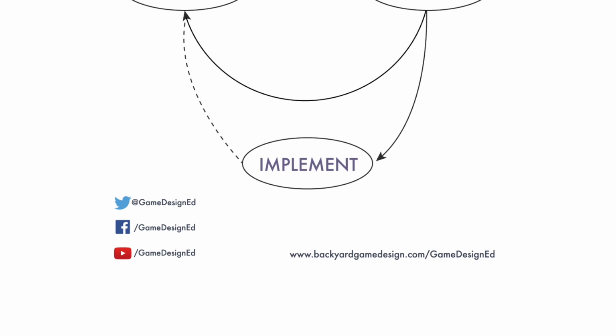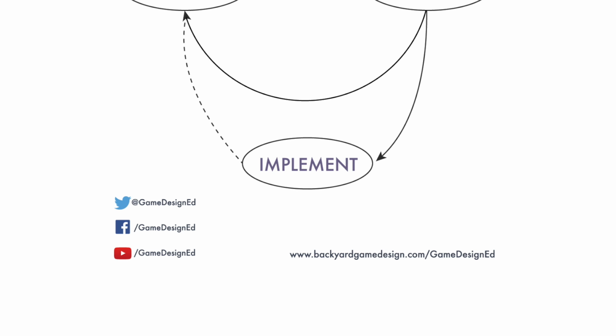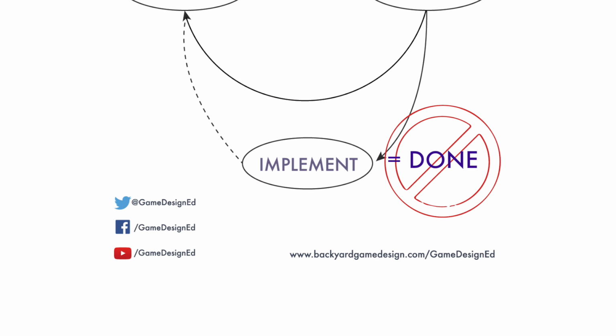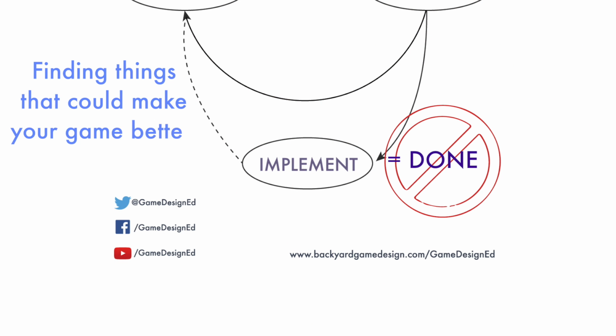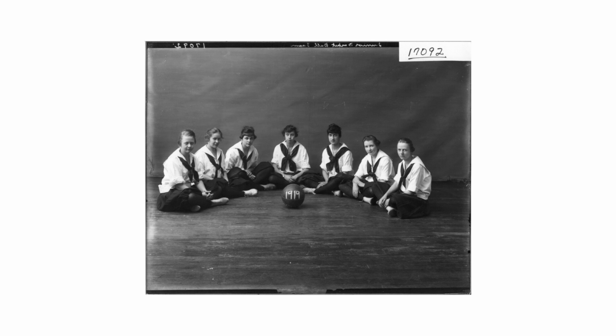You've reached the implementation stage where you finally take your game and release it to a wider audience to experience. But don't be misled, implementation doesn't mean that your game is done, because you're still finding things that could make your game better. For example, go look how the game of basketball has changed since its initial implementation in 1891. Go ahead, I'll wait.